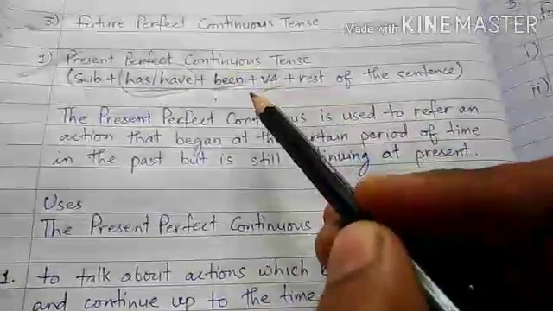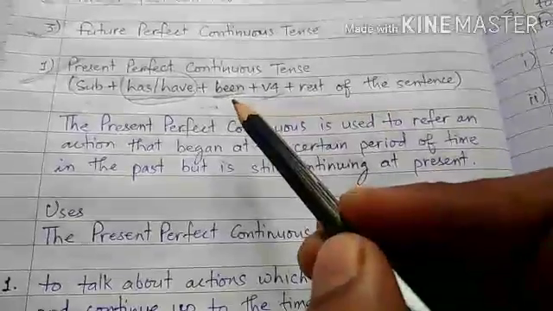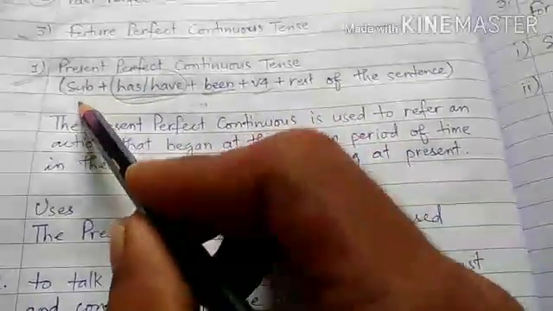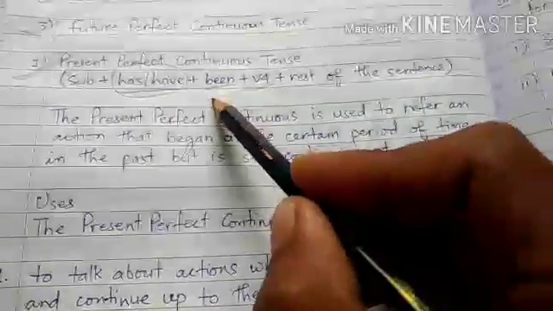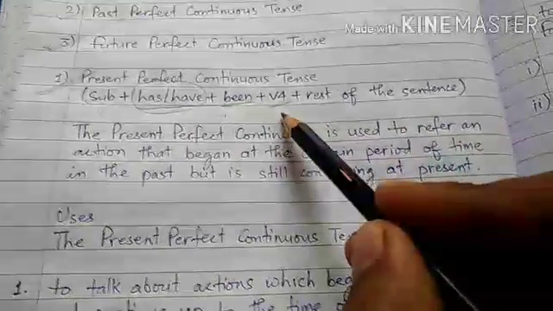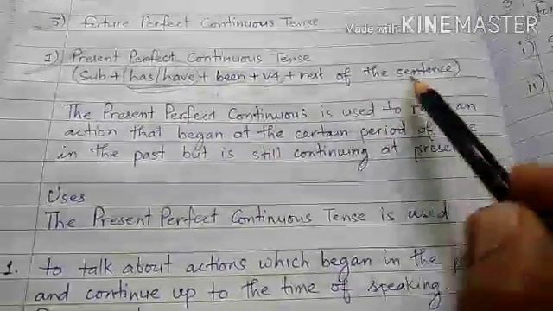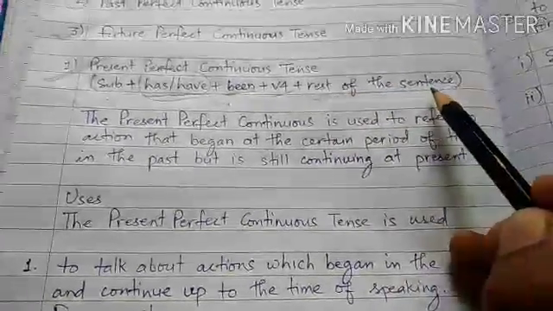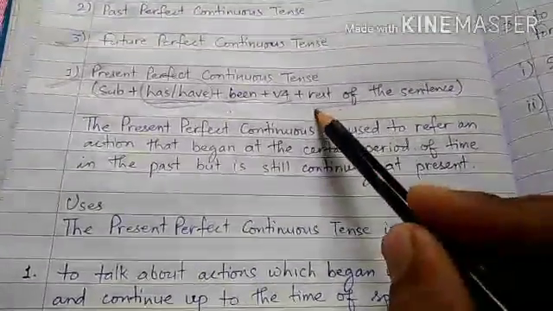So what is the affirmative structure of sentences in the present perfect continuous tense? That is subject plus has or have plus been plus verb-ing plus rest of the sentence. Okay students, this is the affirmative structure of sentences in the present perfect continuous tense.